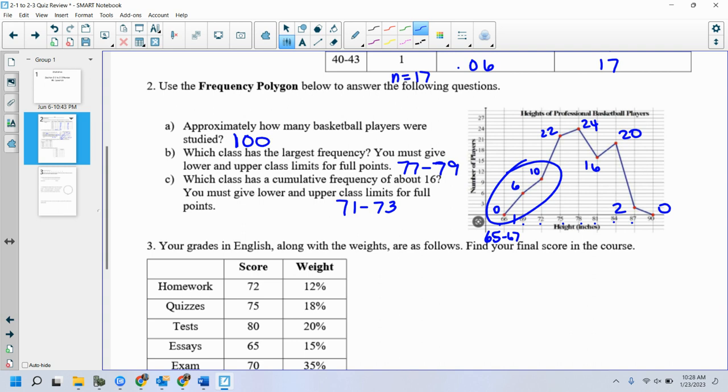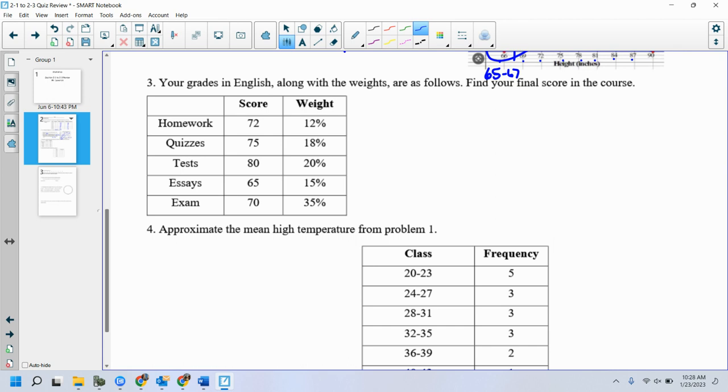Questions on 2? All right, taking a look at number 3. Your grades in English along with the weights are as follows. Find your final score in the course.